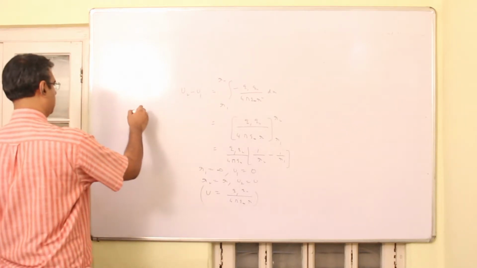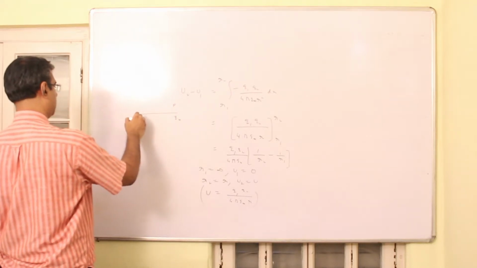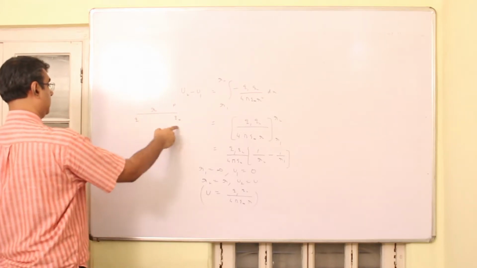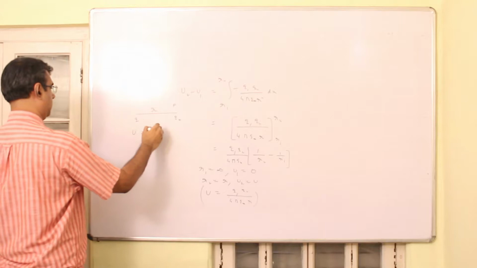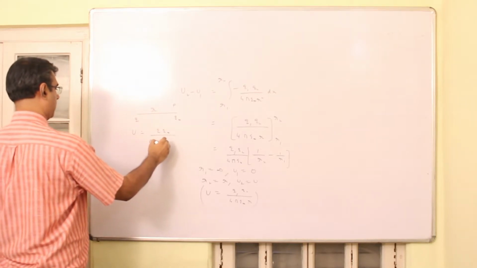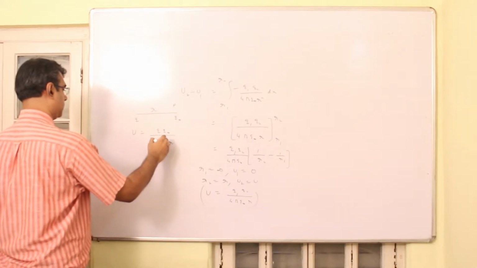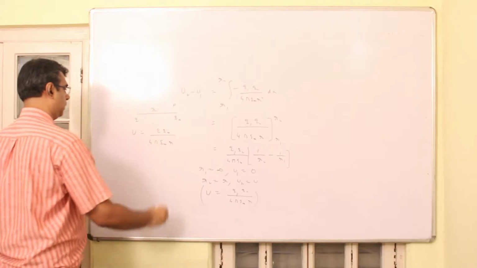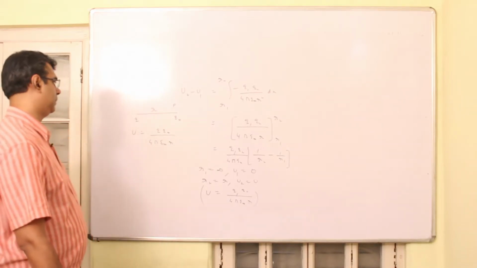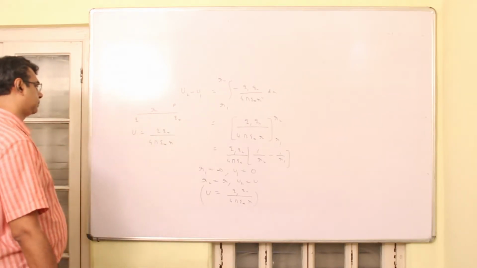Now, if you have a charge Q0 at a point P and another charge Q such that their separation is R, then the potential energy of the system will be Q Q0 by 4 pi epsilon naught R. As you expect, the potential energy of this system will be given by this formula.